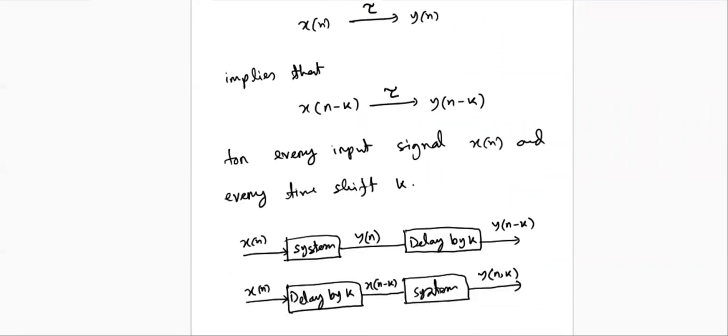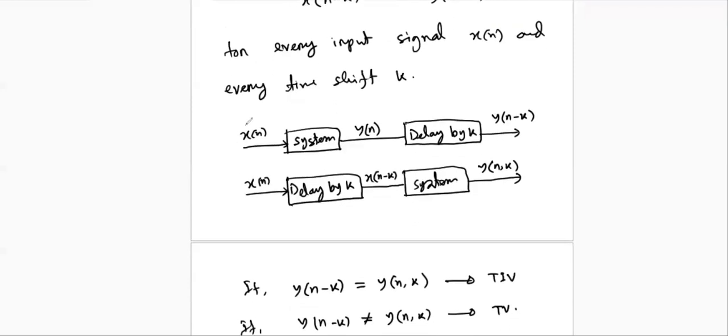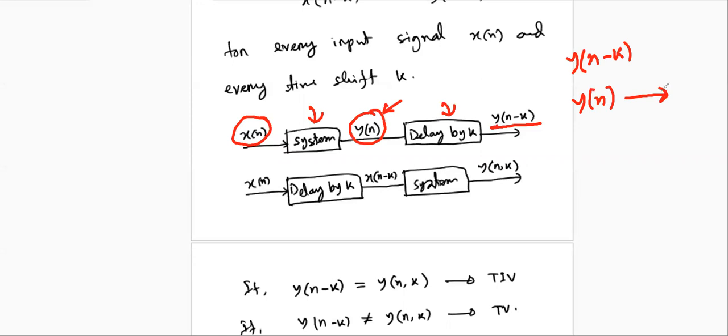More clearly, if we can say that, please follow this example. We have input given to the system. We got the output. And now this output is delayed by k samples, and that can be represented by y(n minus k). Then if I ask you, what is y(n minus k)? That is nothing but you have your output first and then shifted by k samples, then you have n minus k.